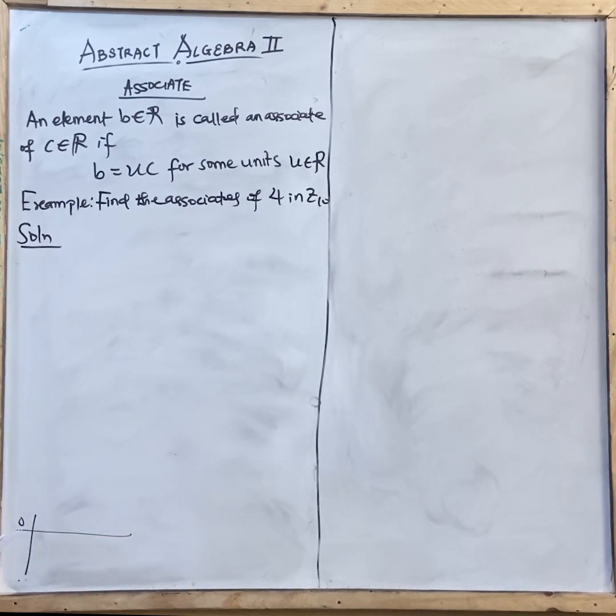But doing that will actually waste my time. I already know that the units in Z10 are the elements that are relatively prime to 10. I think I've mentioned that. That was the first thing I proved, that if A is a unit in Zn, then it basically means that A is relatively prime to n.